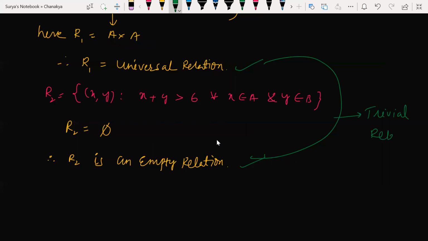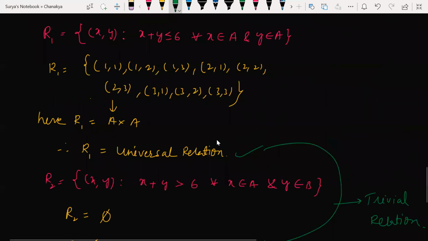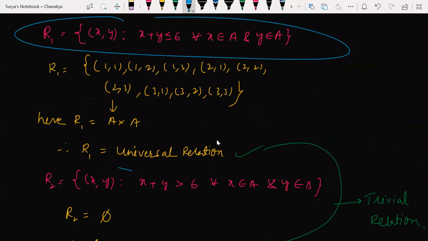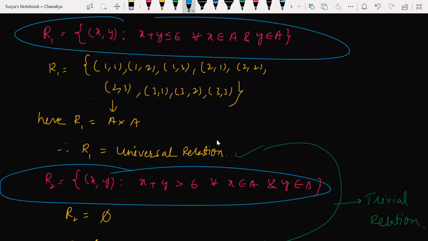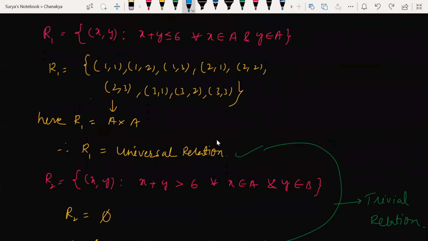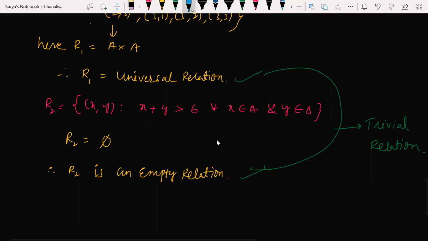Trivial relation. So that is what I meant to say here. Hope you got the point. Getting my point, beta? Look at this here. These two relations are trivial relations on what? On set A. Very important point. Look at this relation, beta, and this relation. Both are trivial relations. These two relations are trivial relations on set A.